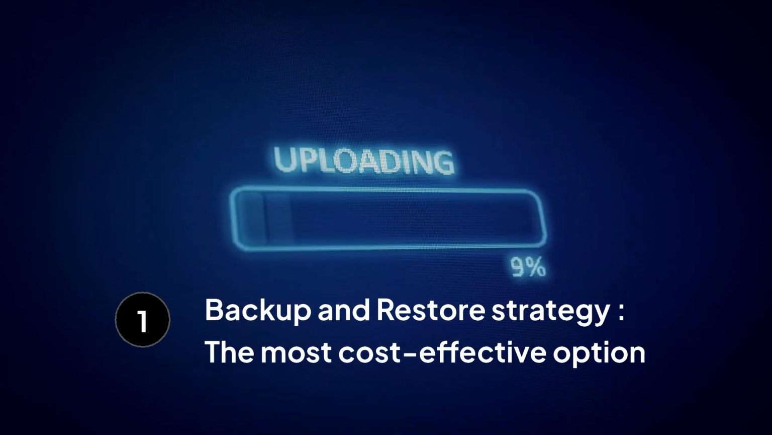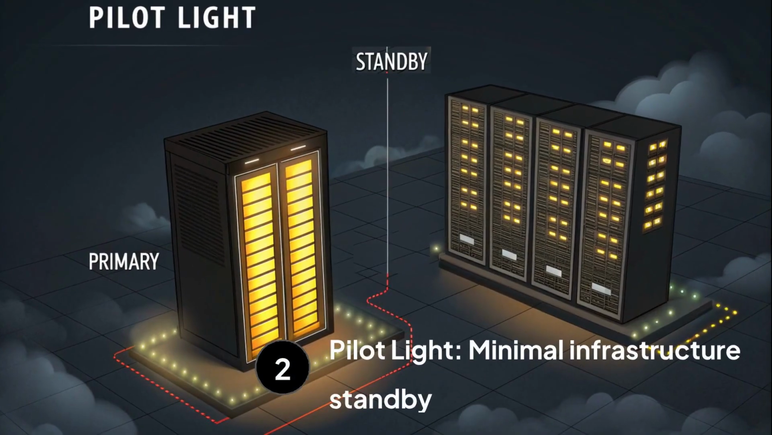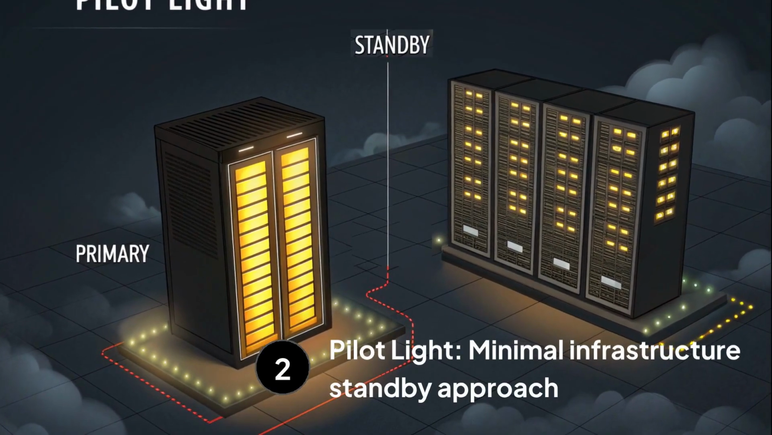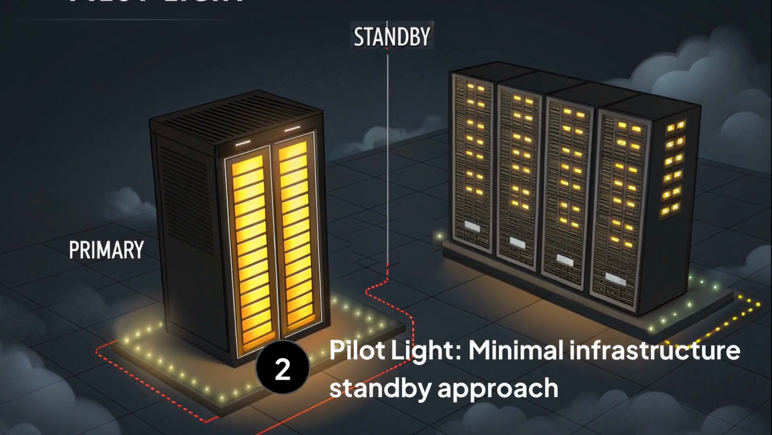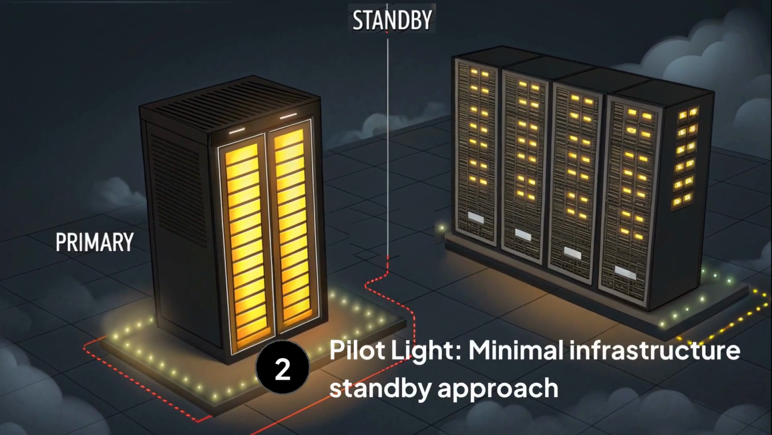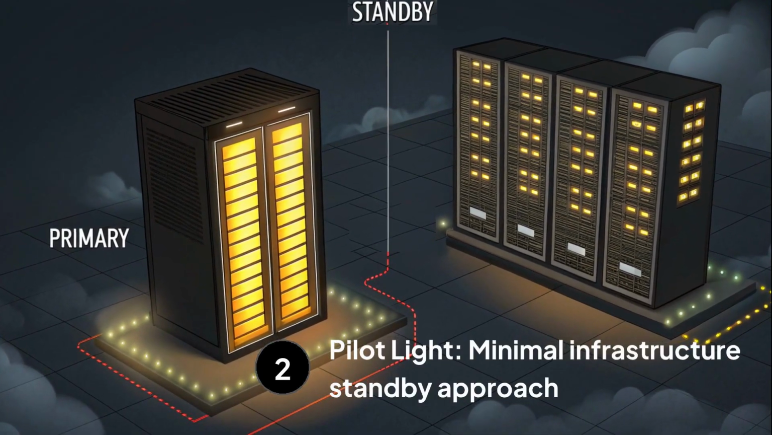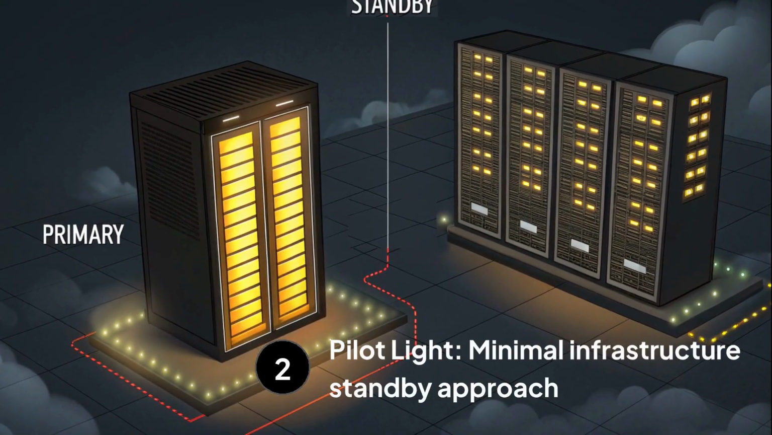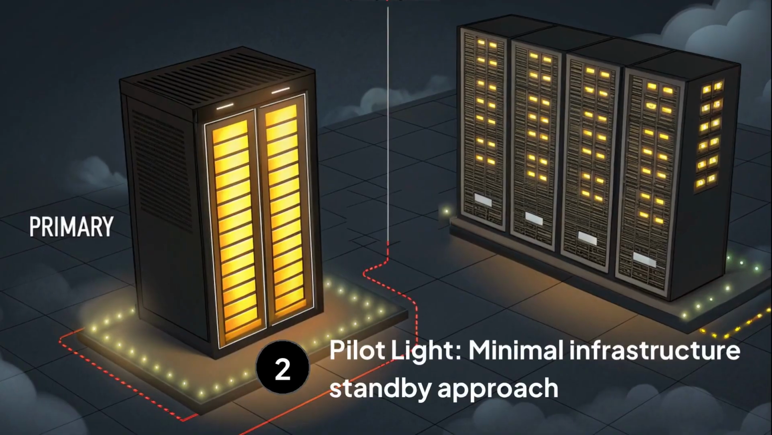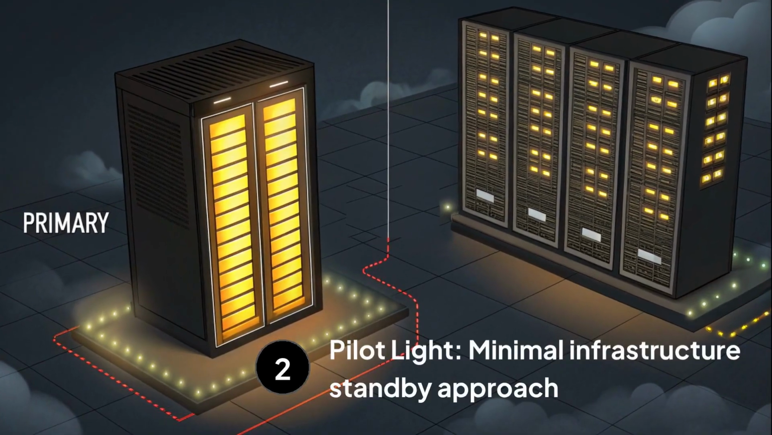backups. Pilot Light. This strategy keeps a minimal core infrastructure running in a standby region. When a disaster occurs, this pilot light is quickly scaled up to a full production environment. It offers a medium RTO in cost, as some infrastructure is pre-provisioned, but compute resources still need to be activated.